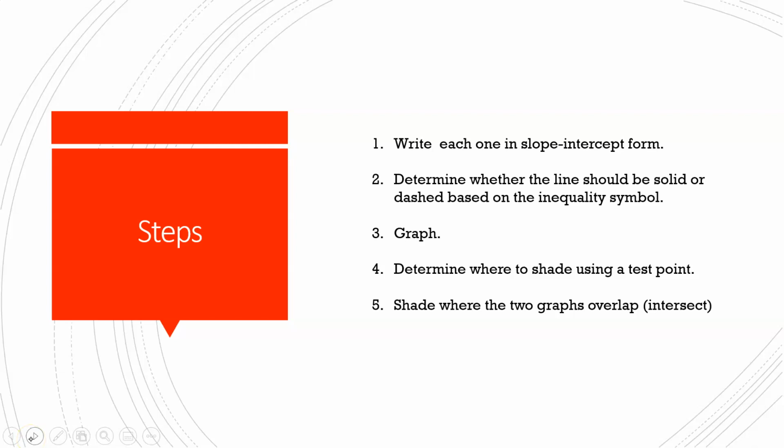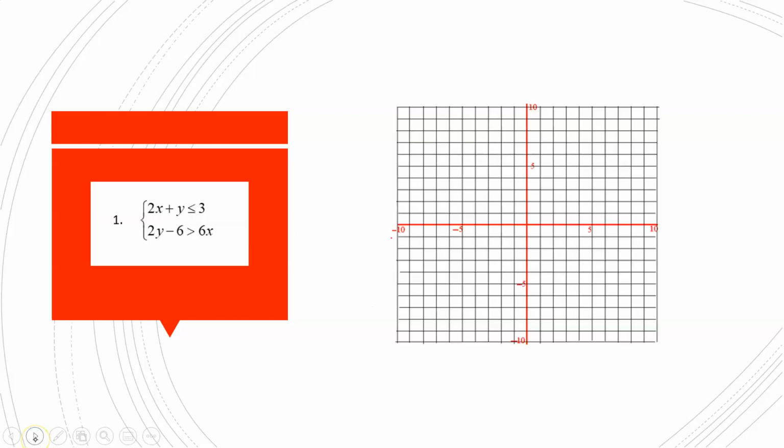First, just like with one inequality, you write each one in slope-intercept form, and then you determine whether the line should be solid or dashed based on the inequality symbol. You graph it. You determine where to shade using a test point. Same thing as we did in 4.4, but here's the difference. You shade a section of where the two graphs overlap. Some people erase the section where they don't overlap. I just highlight all of it, and I'll show you with our first example.